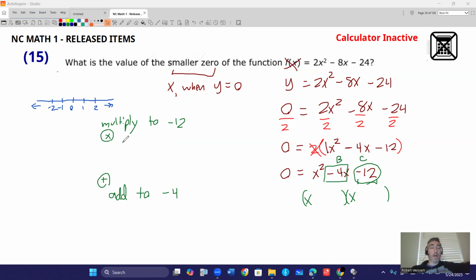Sometimes I find myself writing a little X here and putting a -12 and a -4. So now we have to come up with 2 numbers that multiply to -12. I just think of the number 12 and don't worry about the negative right now. What are your factors of 12? Well, 1 times 12, 2 times 6, 3 times 4. Can't get any other numbers that multiply to 12, but your goal is to get a negative out there. So one of those numbers is going to have to be negative.